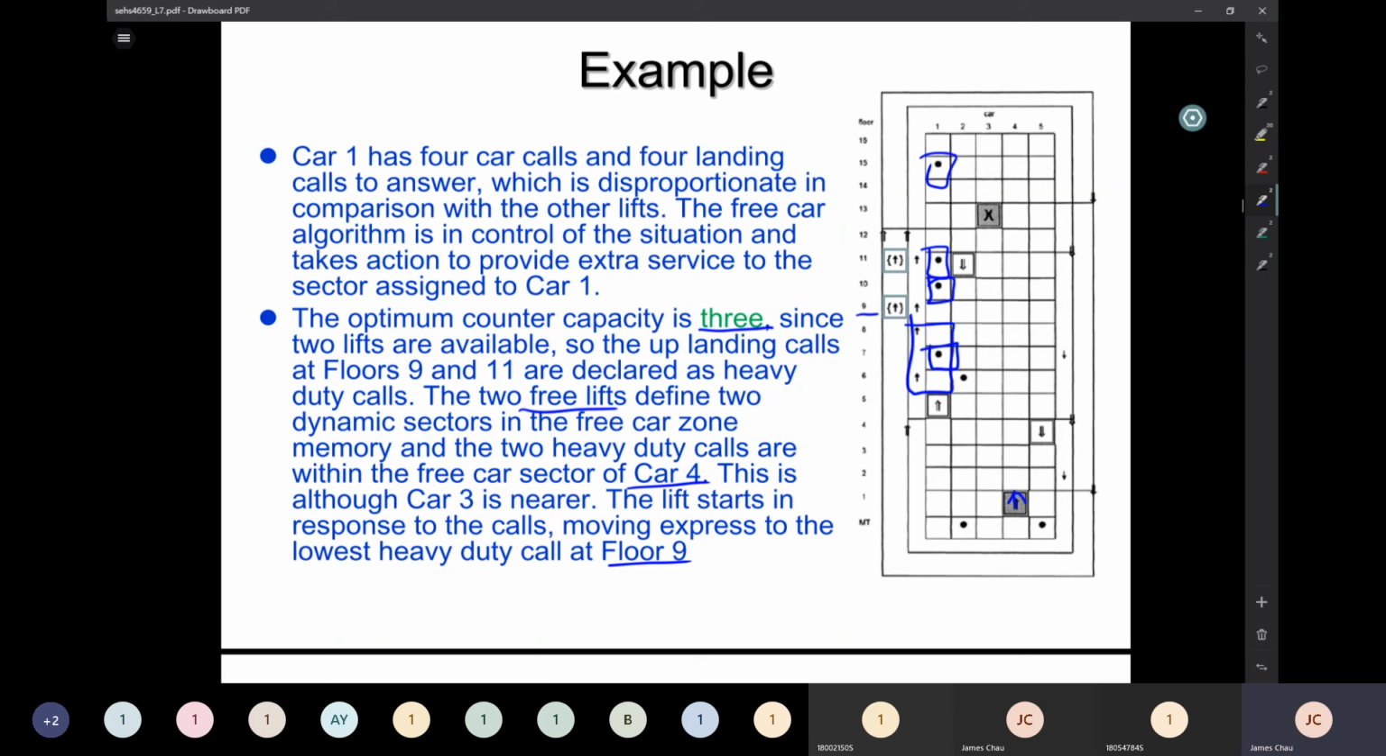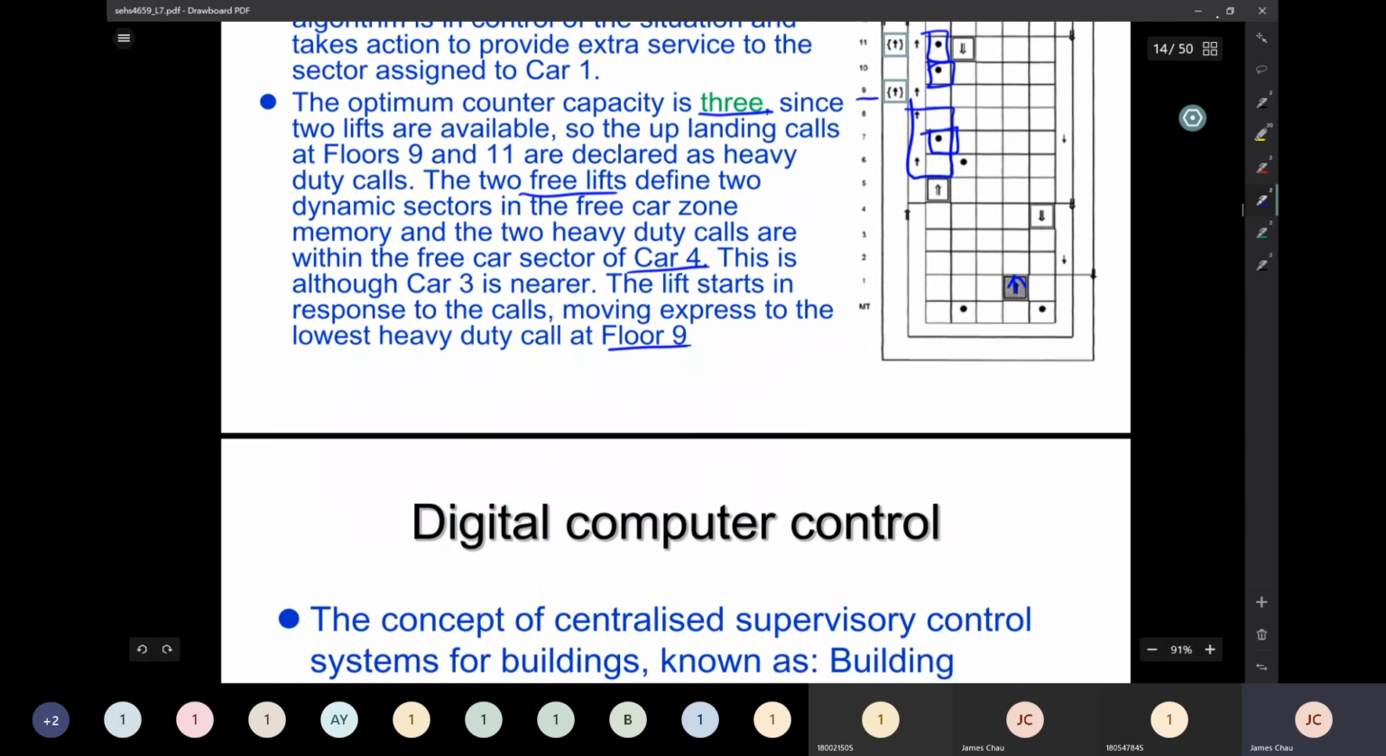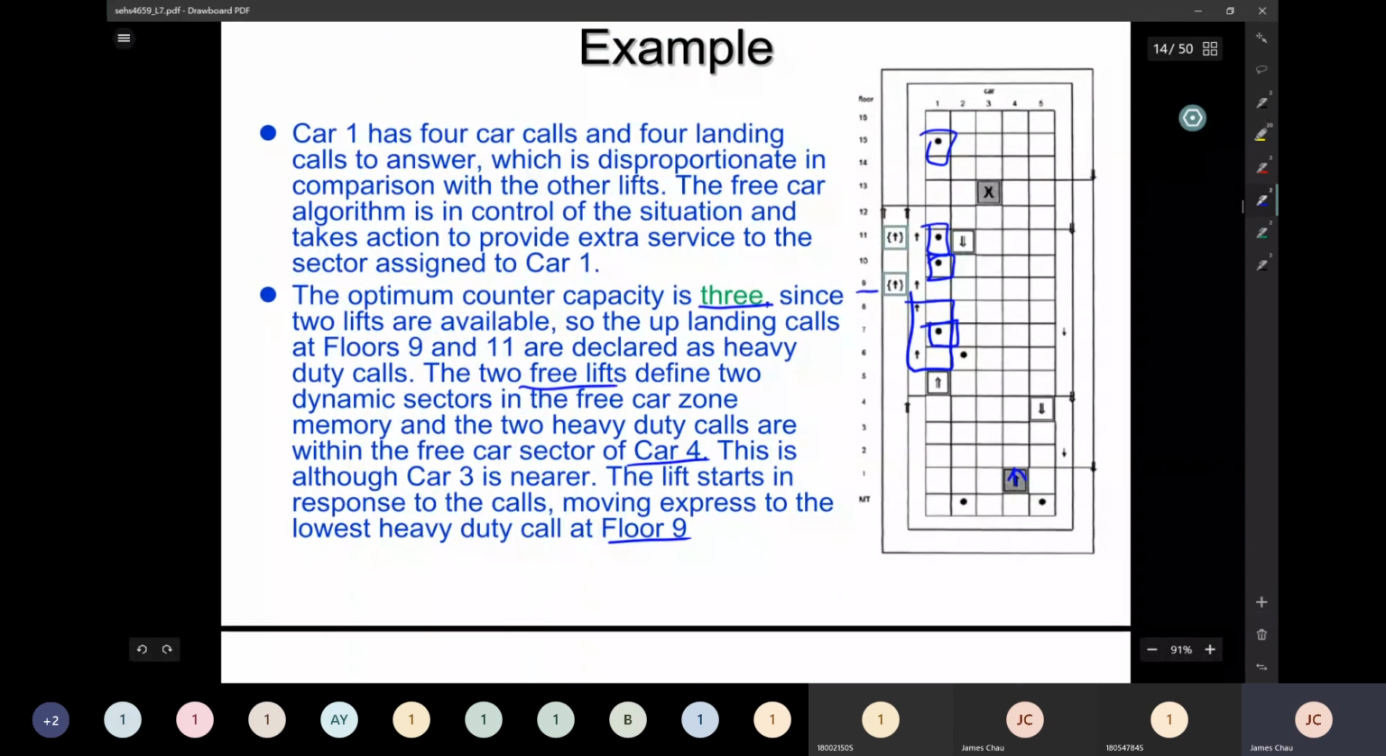Now again, this allocation of lift is not fixed. It depends on the design of the lift controller, and you can have other approaches to control the lift. It is only shown to you as an example. Now up to now, may I know if you have any questions?